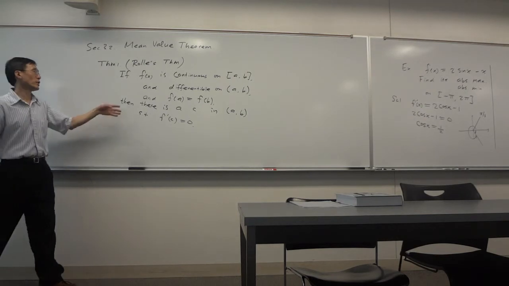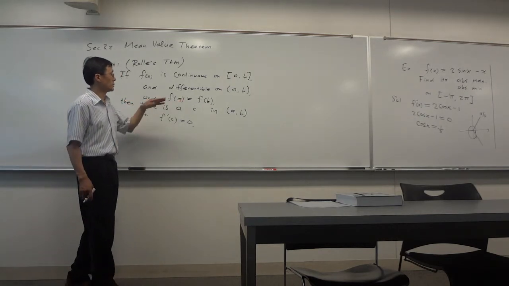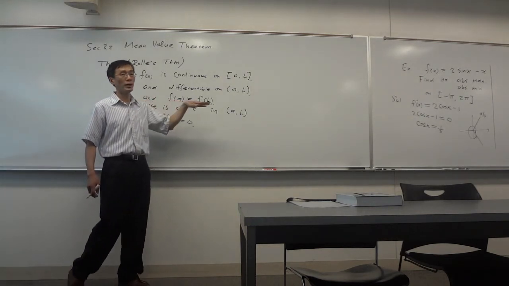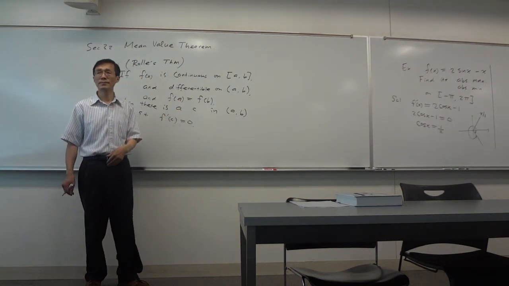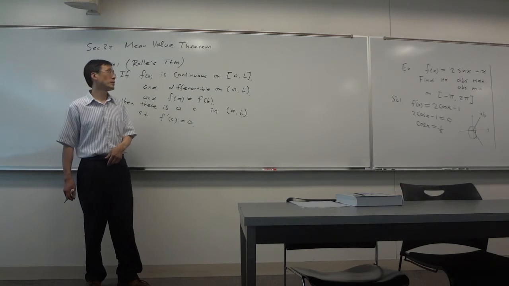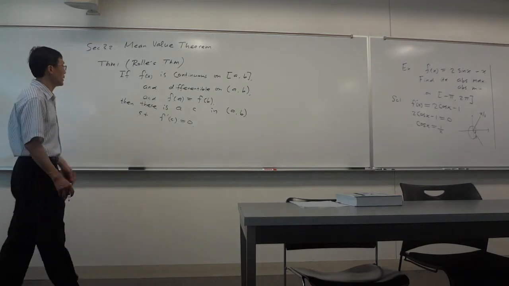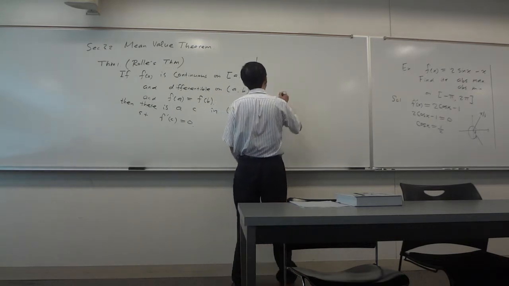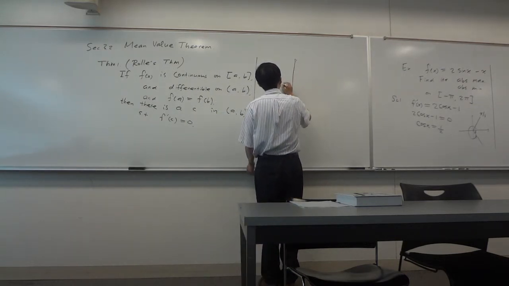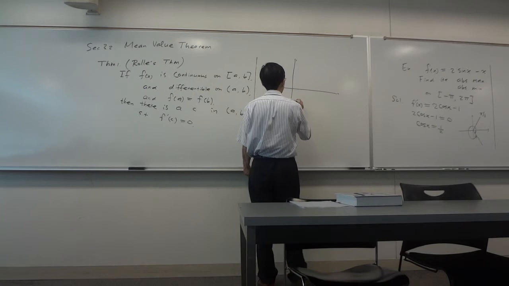But if you want to be more subtle, that's the precise statement. And then you do want f(a) equals f(b). That just means the starting point and the ending point are at the same level. Okay. Let's look at the picture and see why something like this has to be true. So suppose we have a nice looking function like this.